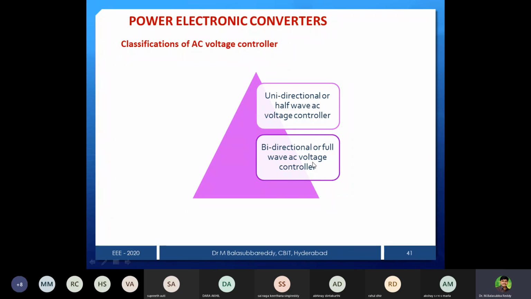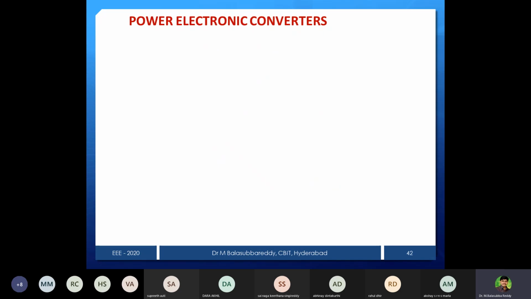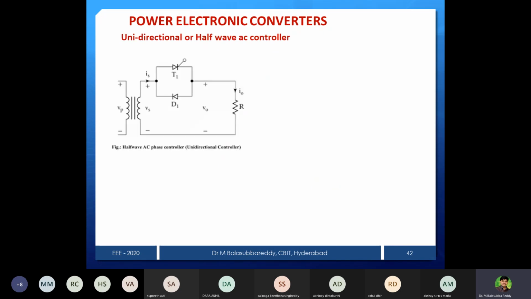Whereas in the full wave case, two thyristors are in anti-parallel. That is the only difference. Now I will show the simple circuit. You can connect directly to the supply like this, instead of using a transformer. There is a supply, and to control the output I am using one thyristor and one diode. The operation is very simple.